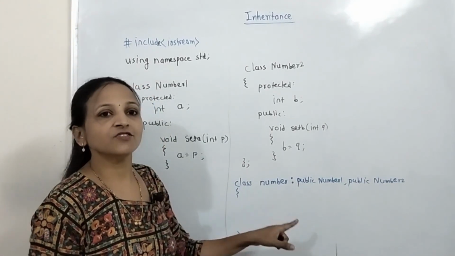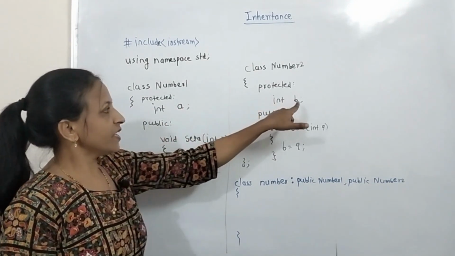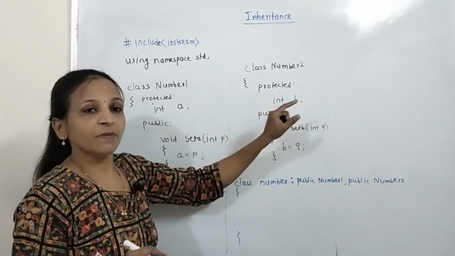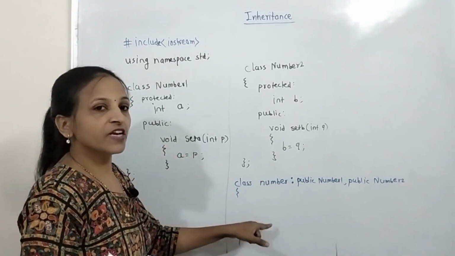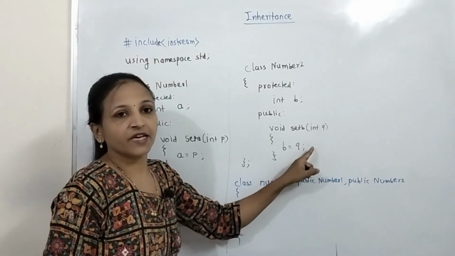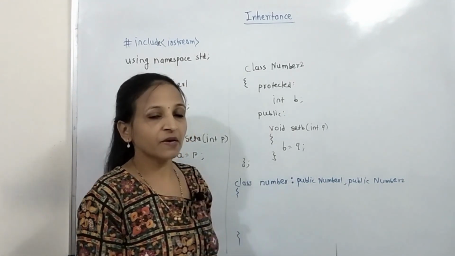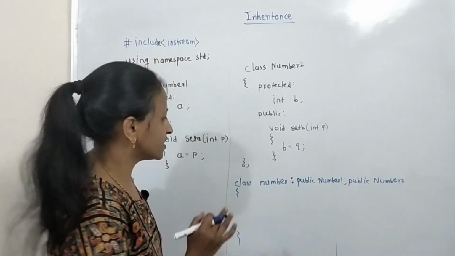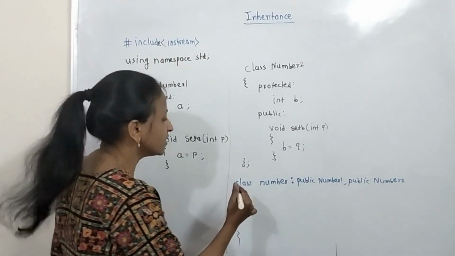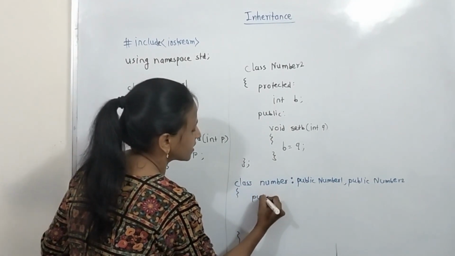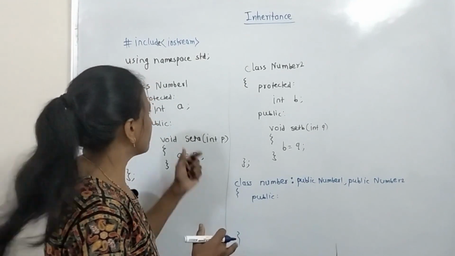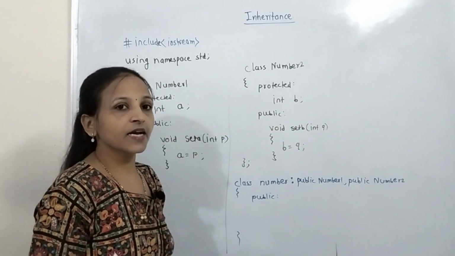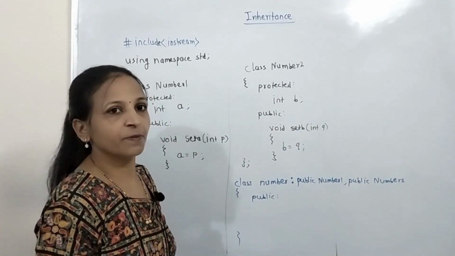Now the Number class will have a and b as two data members inside the protected section, and inside the public section it will have setA and setB. Some extra member functions we can also write inside this Number class. I am going to write one member function inside the public section to display the values of a and b, and again display the addition of a and b.